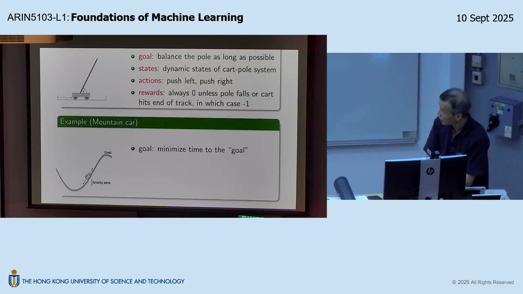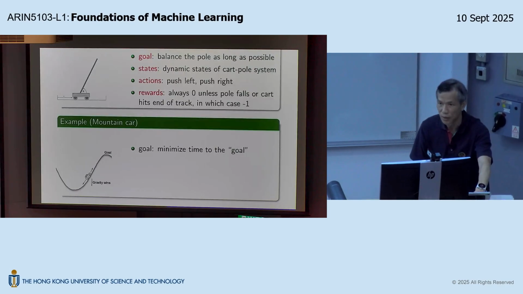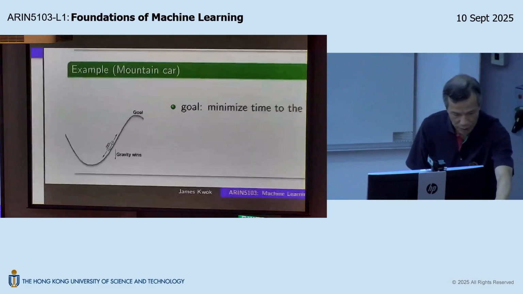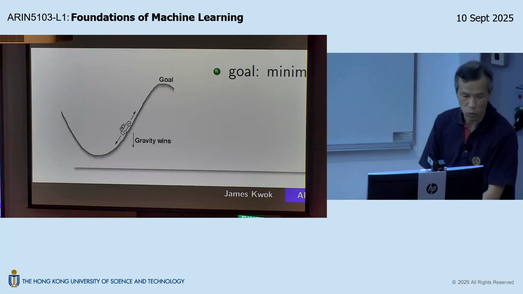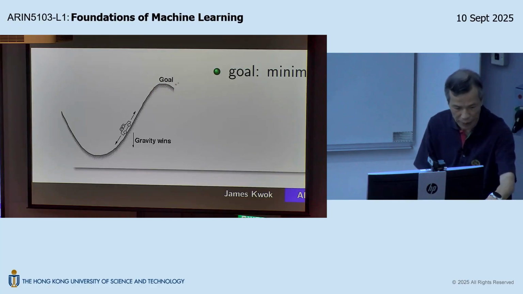Okay, so I suppose you have played this kind of game before. So how many of you know how to drive? Have a driving license? Okay, good. So suppose that you are driving this car. Unfortunately, this is a very old car, and you want to go to the peak.